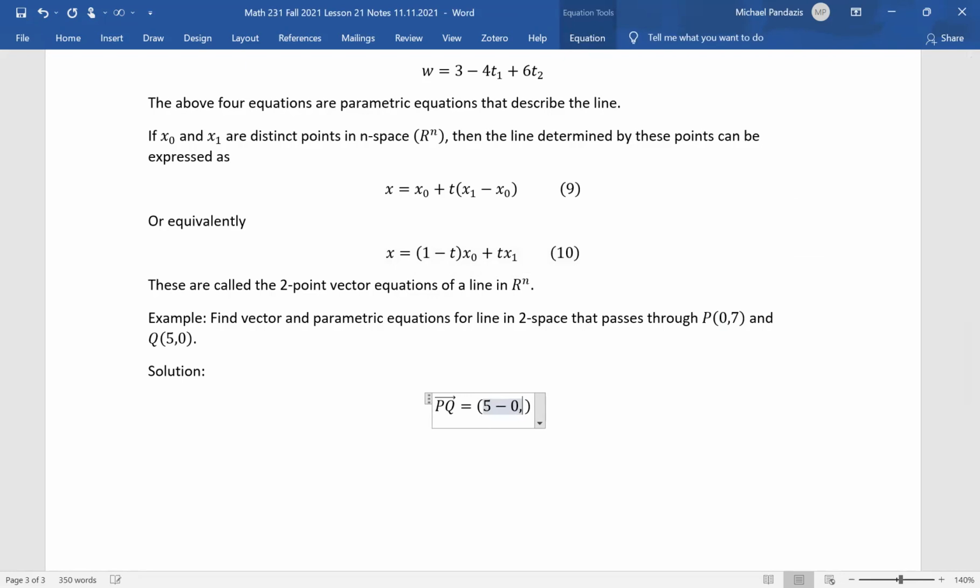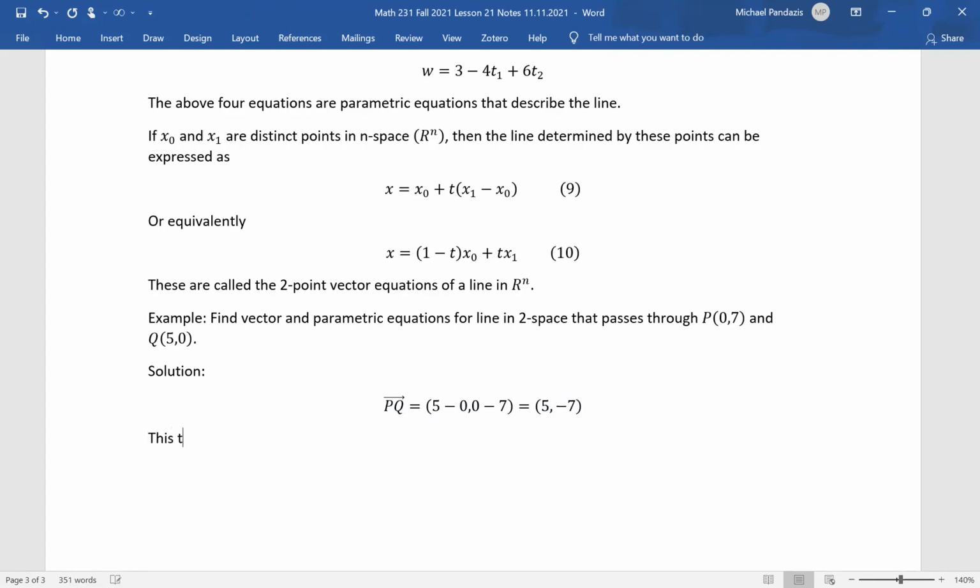So you have 5 minus 0, comma 0 minus 7. You have to keep the order the same, which is sometimes confusing. The first coordinate of Q minus the first coordinate of P is 5 minus 0. The second coordinate of Q minus the second coordinate of P is 0 minus 7. The order given by this notation, going from point P to Q, means you take the components of Q and subtract the corresponding components of P. So that's why you have 5 minus 0, 0 minus 7, and not 0 minus 5, 7 minus 0. Okay, so this is equal to 5, negative 7. That's the vector PQ, starting at point P, going to Q.